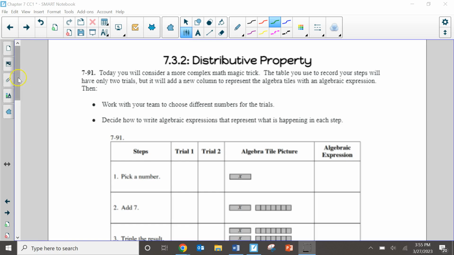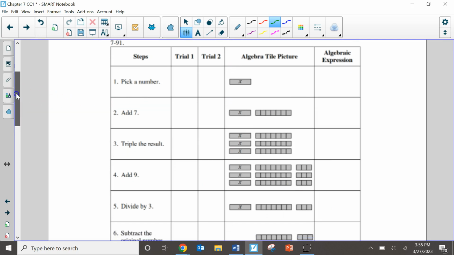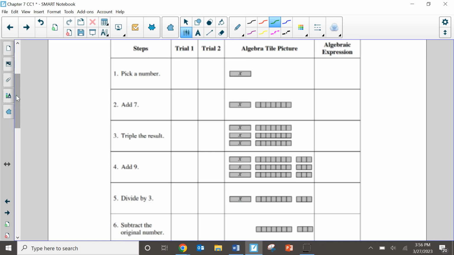So kind of the same thing, only this time we're only going to be running 2 trials. And instead of just looking at the algebra tile pattern or pictures, we're also going to be writing an algebraic expression for each piece. Okay, because in life, you're not always going to get these tiles. You're going to have to work with the expressions. So let's go ahead and look down here. Pause the video and go ahead and run these 2 trials and see what you get.